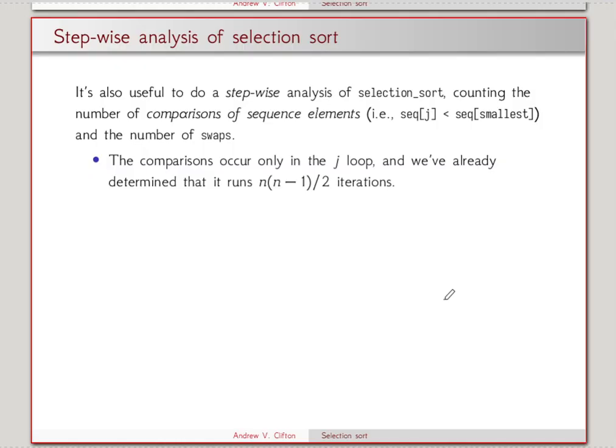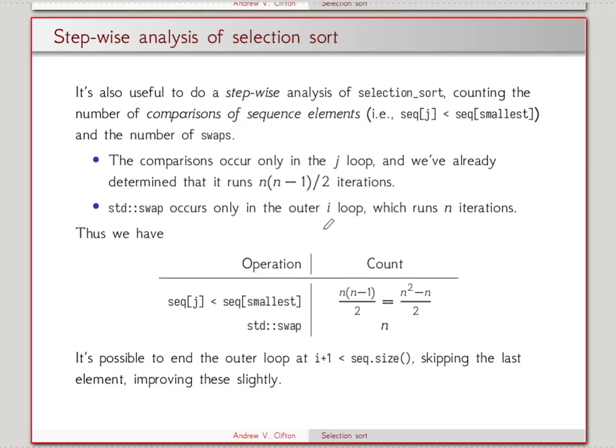Another useful thing to do is a stepwise analysis on selection sort. We're going to count the number of comparisons we do. How many times do we compare elements of the sequence? I'm not counting the loop comparisons, just that bit right there. And then counting the number of swaps. The comparisons happen inside of the j loop, and we've determined that that loop runs n times n minus 1 over 2 iterations. So the number of comparisons is n times n minus 1 over 2.